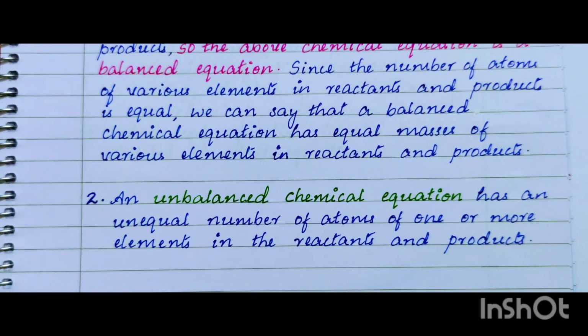Now let us go to the second topic, a very interesting topic, unbalanced chemical equation. As the word says, unbalanced means the equation is not balanced. That means there is no equal number of atoms present in the product as well as in the reactant side. So let us study using the examples.